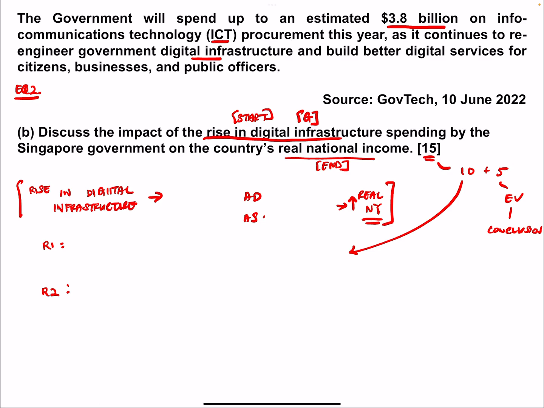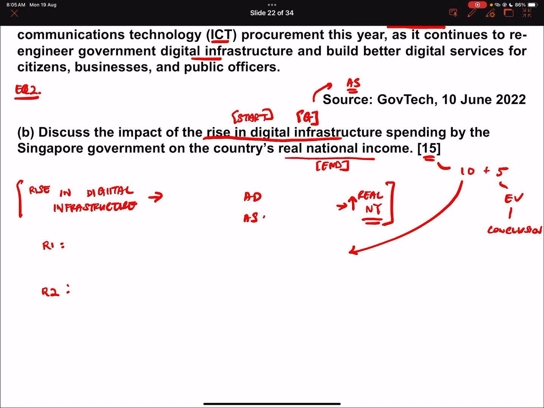But this requires some finesse, okay? You also need to know that spending on info communications technology or spending on new technologies will also influence AS. So in other words, it hits your real national income in two ways. It goes through AD, that's the first way, and it also goes through AS, which is the second way. So then that becomes your R1, R2, right?